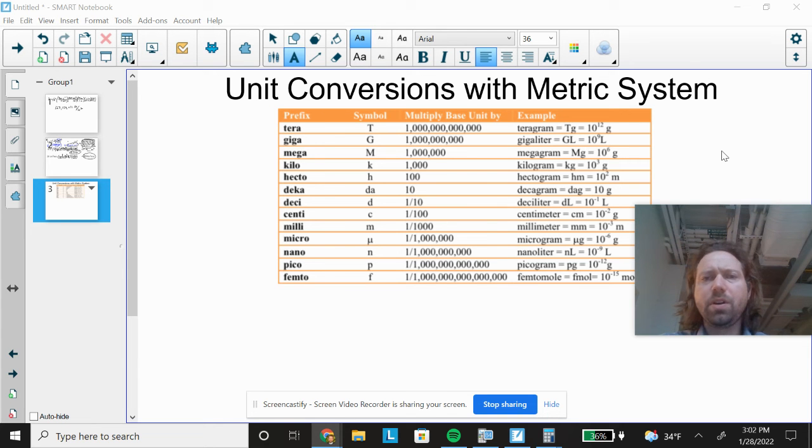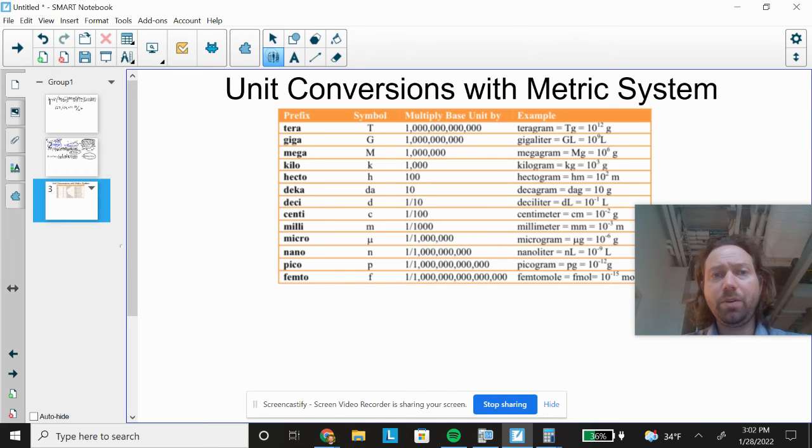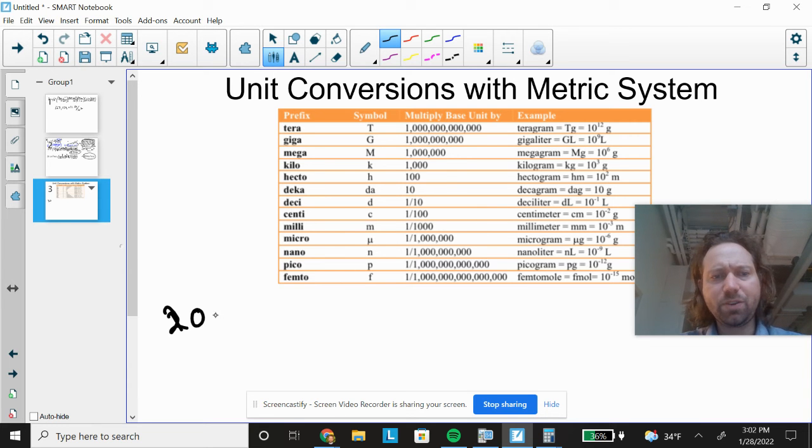Hey students, I have a number of students wanting a little bit more explanation of how we use our prefixes to convert. For example, how do I know if I have, say, 20 centimeters, how many, say, kilometers is that? How do I just know that? How do I go from one to the other?